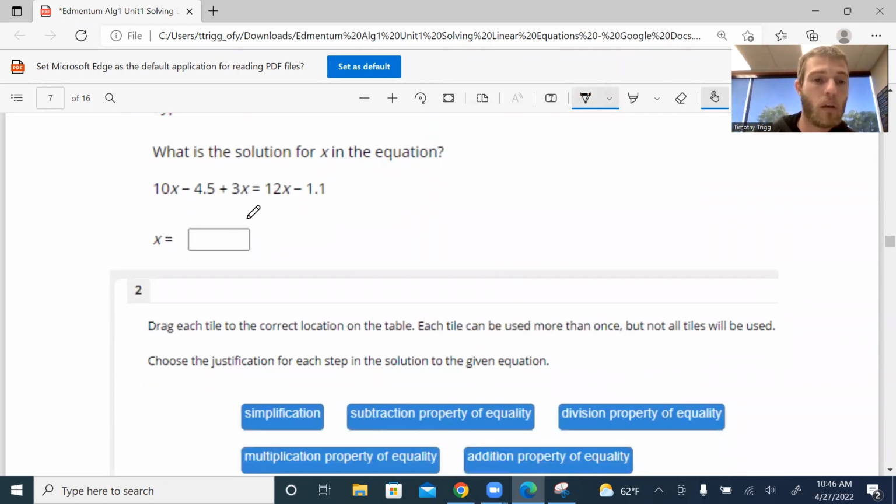Okay. Let's see. Here we're solving for x. Okay. What I would do first is combine like terms on the left side. So I've got a 10x plus a 3x together on the left side. That'll make 13x when I combine those. We cannot combine with that negative 4.5 since it's a constant. And we have a 12x minus 1.1.